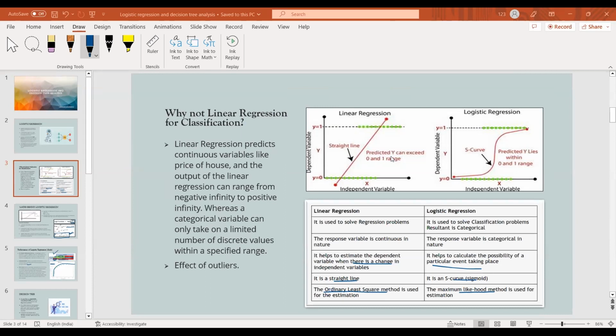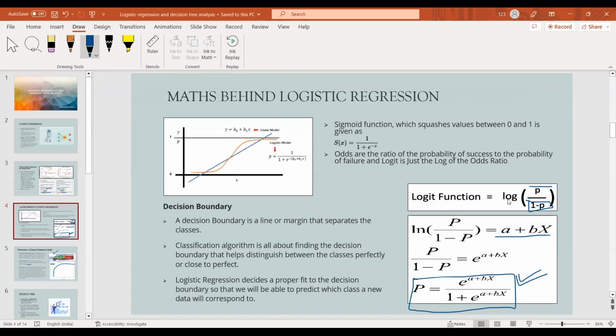Then, the maths behind logistic regression and the decision tree. Here, the maths is that when we apply log of p upon 1 minus p, it takes various values. We get an axis from -1 to 1, and on that axis we get a straight linear fit, from -1 to 1.